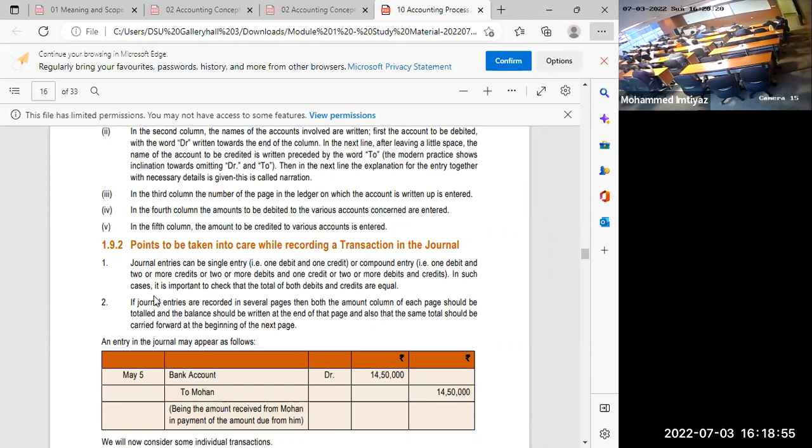Sold goods to Yes and Co. Sold goods to Yes and Company for rupees 3 lakhs.